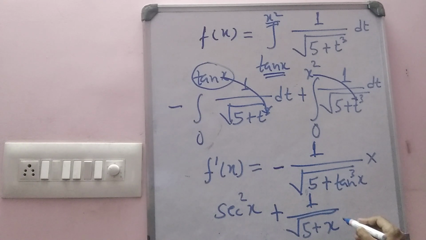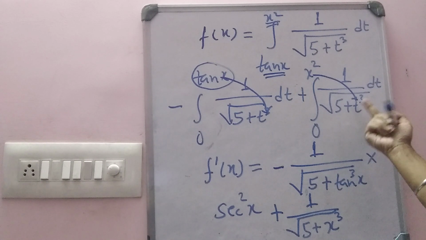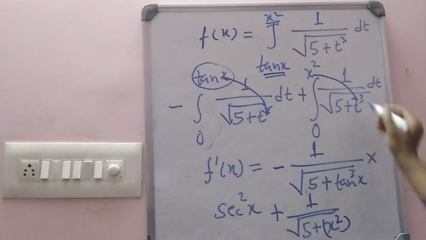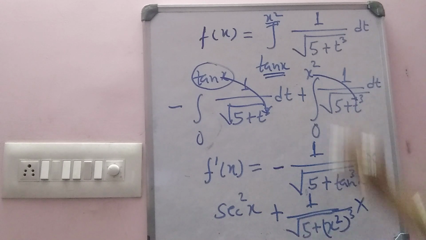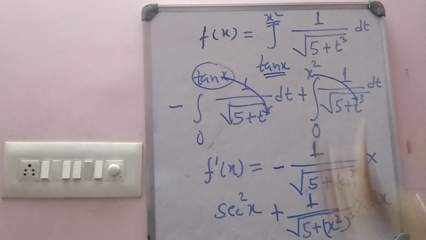But see here, one thing is, it is not x, it is x square. So t you have to replace always with the upper limit. So x square, and then the power here is 3. So this is 1 by square root of 5 plus x square to the power 3, into the derivative of x square, which is 2x. So the derivative part is already over. Just we have to simplify it.